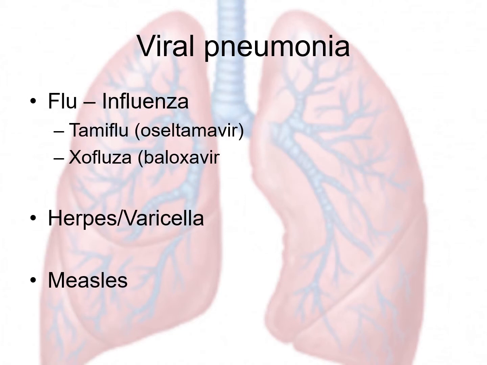Viral pneumonia, influenza is the most common cause, and two different medicines that we can use for that. Oseltamivir is Tamiflu. It shortens the infection of flu by about half a day to maybe even a full day, and you have to take it for a full 5 days.